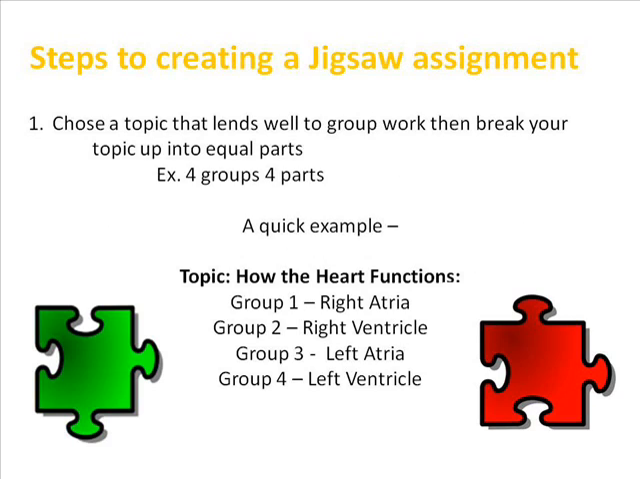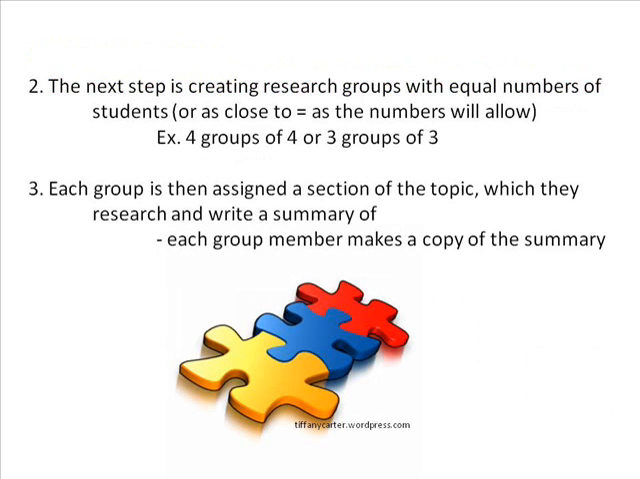So step one in creating a jigsaw project is to choose a topic, again, that lends well and breaks into equal parts. So a quick example would be the functions of a heart. It breaks down into 4 subject matters quite easily. So group 1 would be assigned the right atria, group 2 right ventricle, group 3 left atria, group 4 left ventricle. And they'd be responsible for researching each.